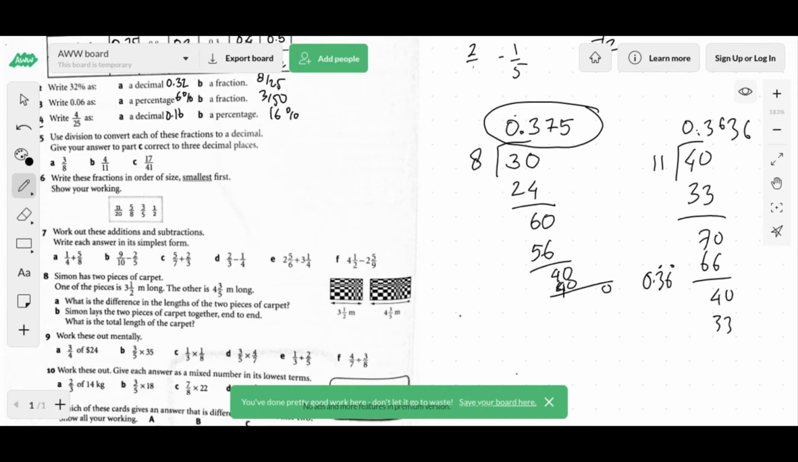Also you can do it like this. You can change this one into 99. Multiply by 9, multiply by 9, and you got 36/99, which is a recurring decimal. If you remember the name, recurring.